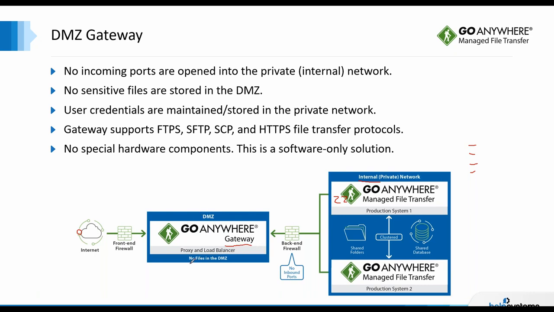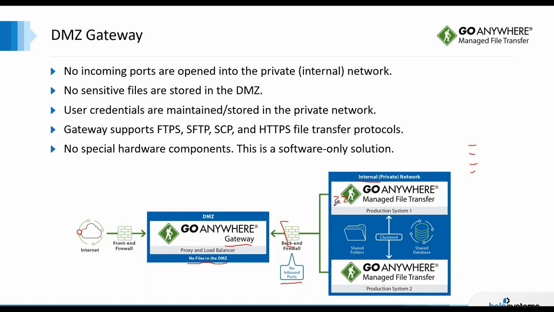And what it's going to do is proxy those connections with two key elements. No files or credentials are ever going to be staged within this DMZ. So it gets away from that traditional FTP type server in the DMZ where you're staging files out there potentially to pick up. This is just going to stream that information through here. Second thing, and probably most importantly from a security perspective, no inbound ports need to be opened on this backend firewall back to your private network.